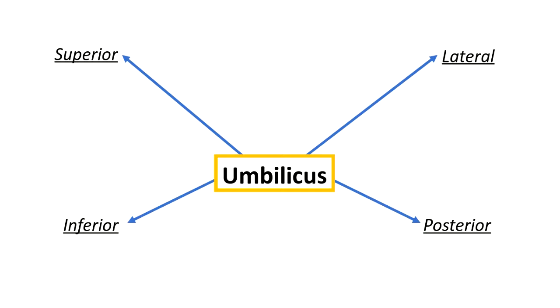What I want us to do really fast, all of you should see the main screen in front of you that shows the slide that we saw in group work. So in the middle of that screen, you should see this big word here, umbilicus. That is what we were comparing things to. So your job in the group work was to come up with some structures that are superior to the umbilicus, that are lateral to the umbilicus, posterior and inferior to the umbilicus.